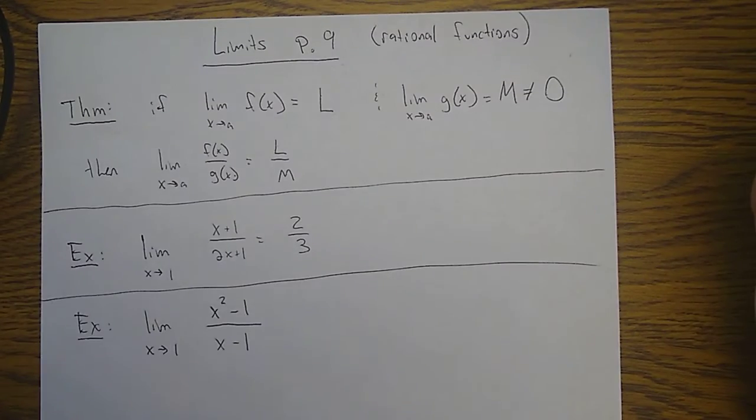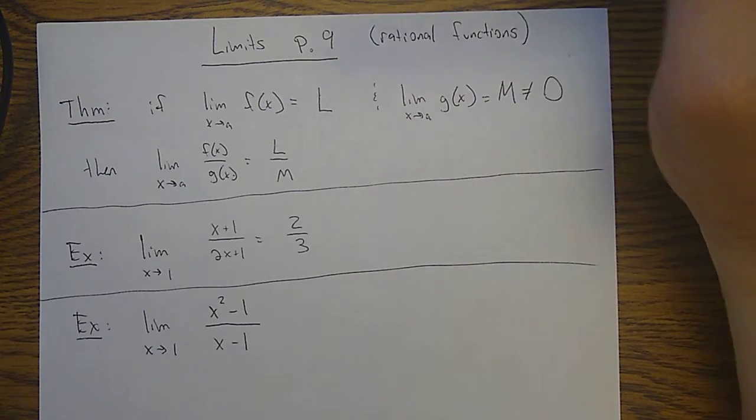If the limit as x goes to a of f of x is L, and the limit as x goes to a of g of x is m, and m is not 0, then when I do the limit as x goes to a of f of x over g of x, I get L over m. This is why it's important that m is not 0, otherwise we would be dividing by 0. L can be 0, that's fine. I can have 0 on the top of a fraction, just not on the bottom.